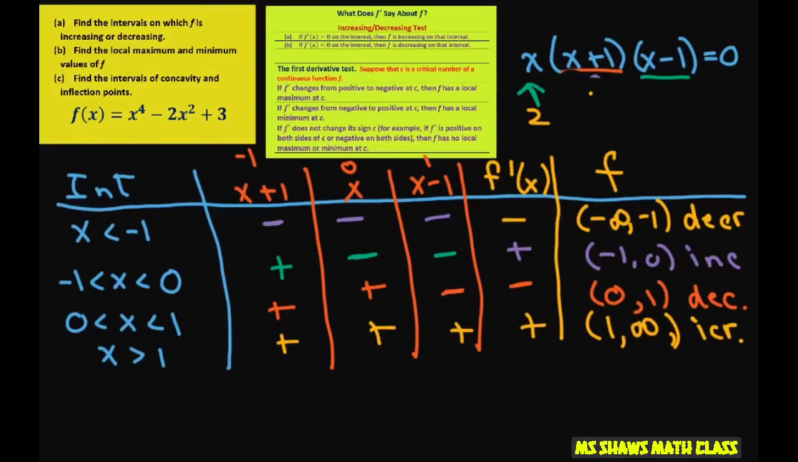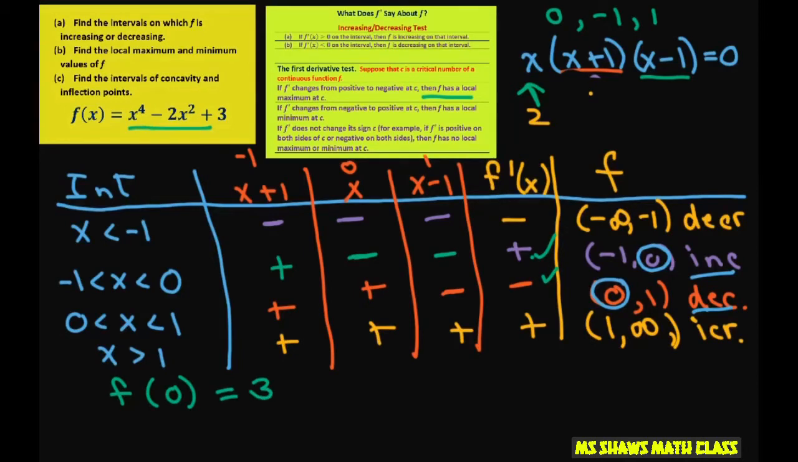Now, since we have all that information, we're looking for our max and min. So we're looking at our numbers 0, negative 1, and 1. Let's look at the 0. At 0 here, it is going from increasing to decreasing. So going from increasing or positive to negative, that means it's going to be a local maximum. So f of 0, if you plug in 0 in here, you get 3. That's a local maximum.